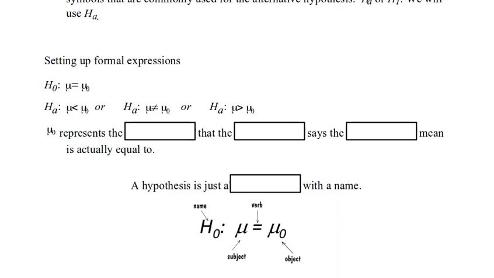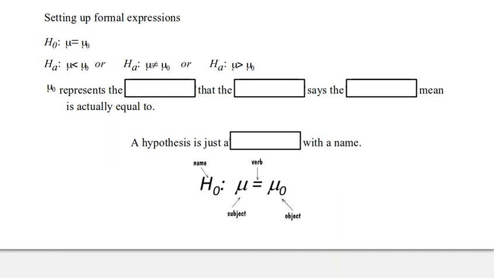So we're going to start by setting up the expressions for these two. The null hypothesis is that the population mean is equal to some particular value, mu sub 0. Now, our alternative hypothesis could be one of several things. Either the true population mean is less than that value, the true population mean is simply not equal to that value, or the true population mean is greater than that value.